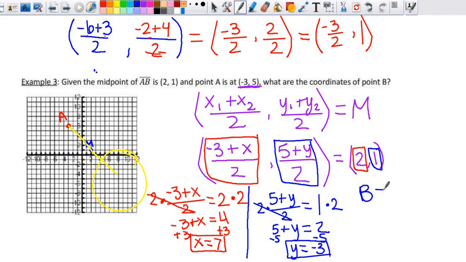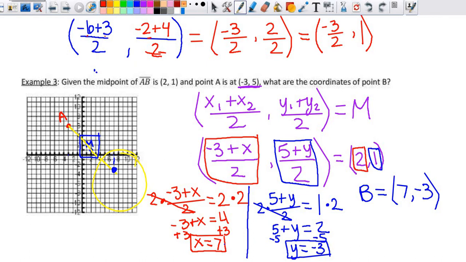So point B is at the coordinate. Our x is 7, so I put that in the x spot of my coordinate. My y is negative 3, I put that there. So point B should be at 7, negative 3. Let's go do 7, negative 3. And that's right exactly where we predicted it would be. That is the other endpoint past that midpoint we were actually given in the problem.